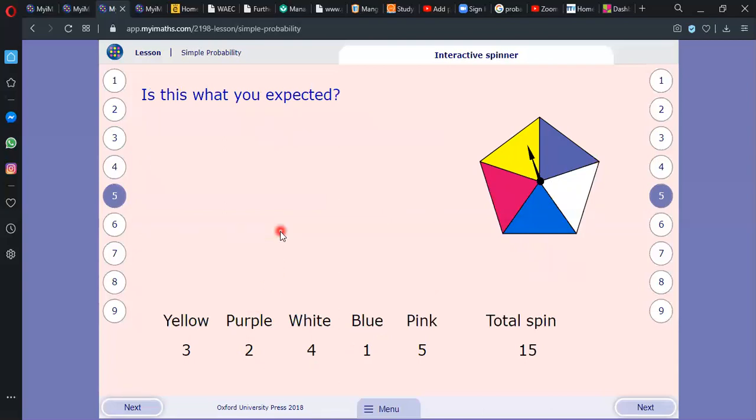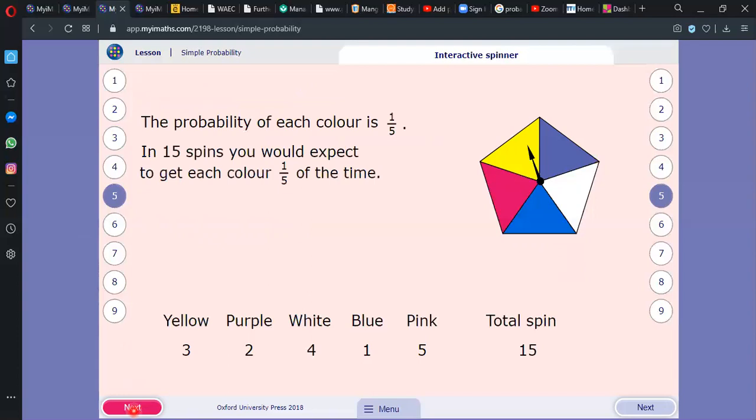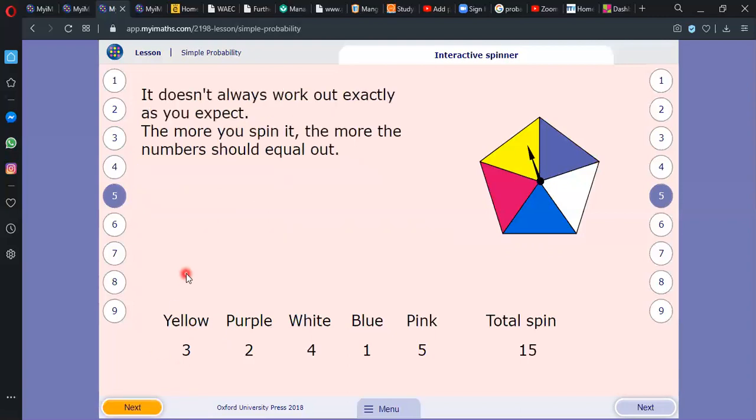expected to happen? Remember we said our expectation was 1 out of 5 as the probability of getting each of these colors. Okay, and 1 over 5 of 15 is definitely 3. So our expectation is that if we spin 15 times, each of these colors should come up 3 times. But that is not the case. So we need to understand that you would expect to get 3 of each color, but it doesn't always work out exactly as you expect.